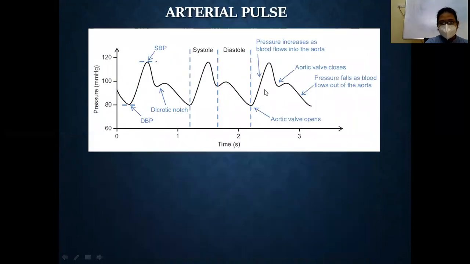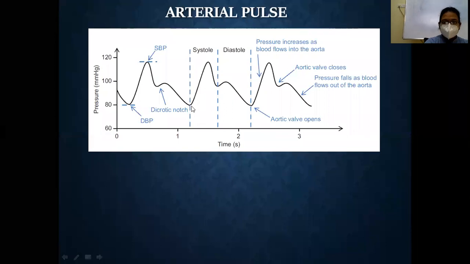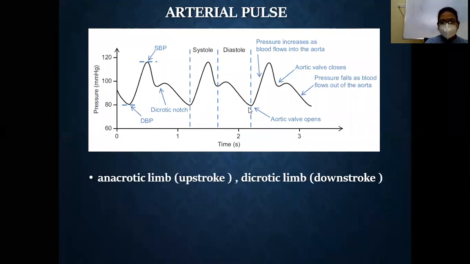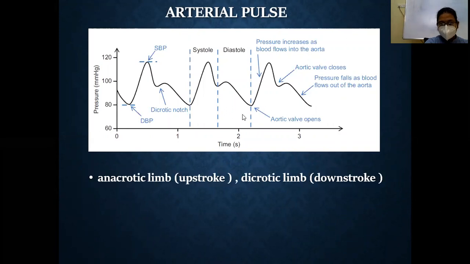Coming to more, again the same one. This is diastole, this is systole. Here you see is a dicrotic notch. This is the point where the systole ends, from this point to this point. And from the dicrotic notch till the wave again touches the diastolic blood pressure is the diastolic phase. This anacrotic limb or the upstroke, this one, is known as the anacrotic limb, whereas this limb is known as the dicrotic limb. In the dicrotic limb, you have the dicrotic notch.